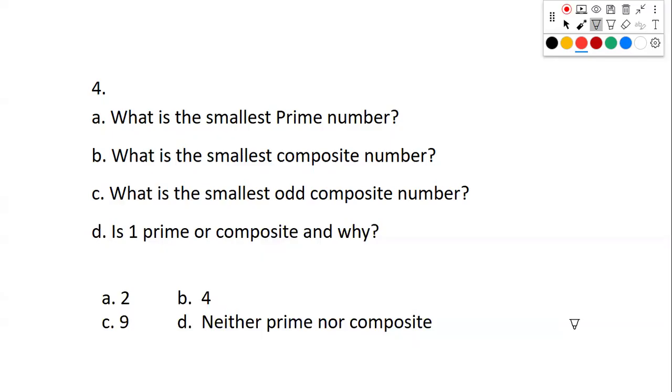Which is the smallest prime number? Some students will say 1. Okay, it is not the smallest prime number. 2 is the smallest prime number. Smallest composite number is 4. Smallest odd composite number is 9.